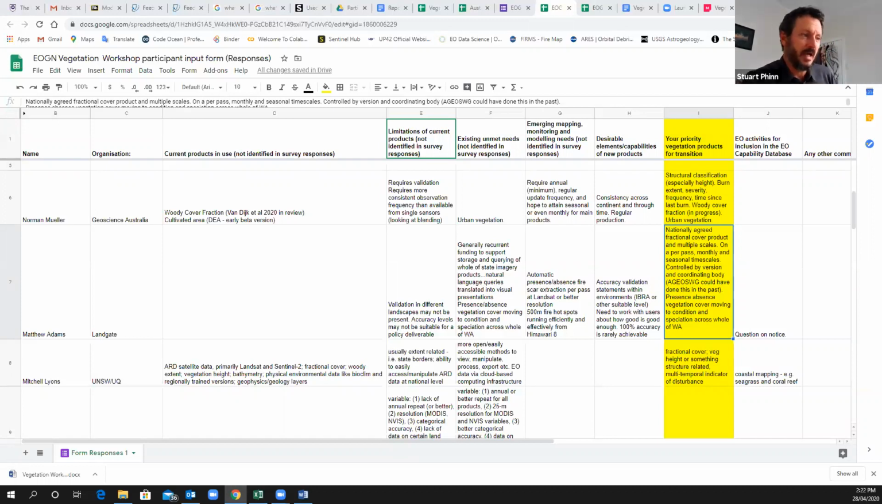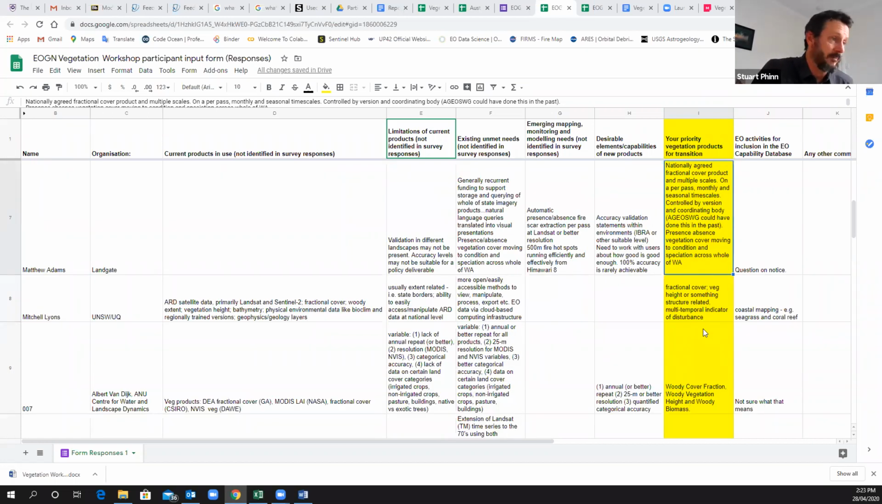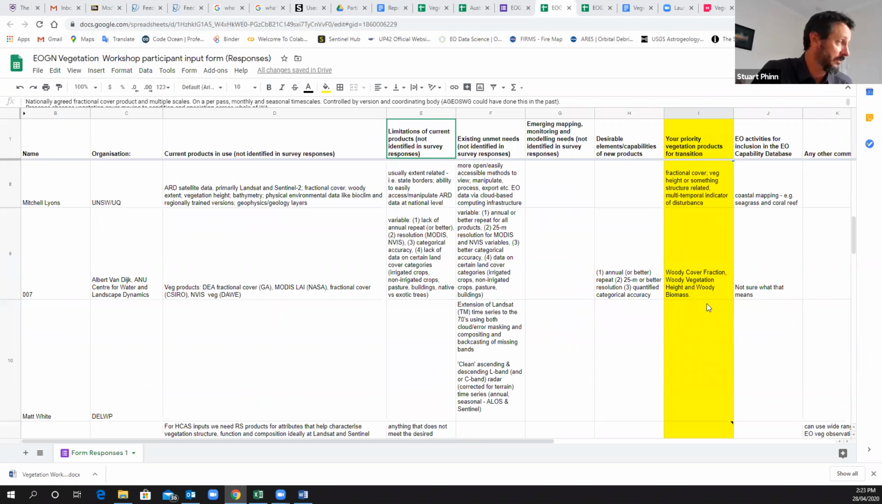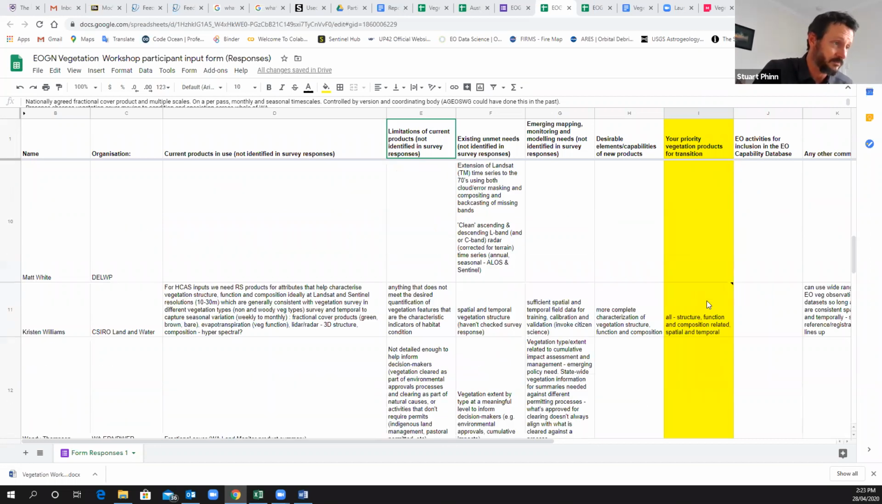So that was state and territory agencies and the Commonwealth, essentially trying to agree on how to move forward. Ideally, that's what we would be trying to do in EOGN here. So this is definitely moving down the right track. Presence and absence, veg cover, monitoring, moving to condition and speciation across the state. Mitch has got fractional cover, height-related ones. Albert, woody cover fraction, woody veg height, and woody biomass. Kristen's got all structure, function, composition.